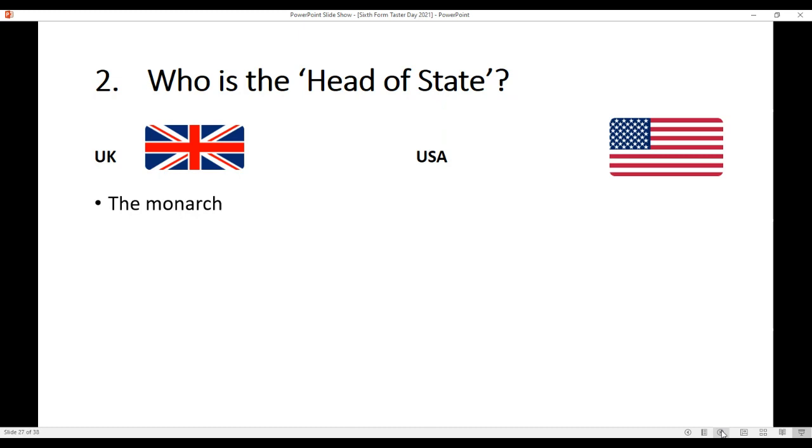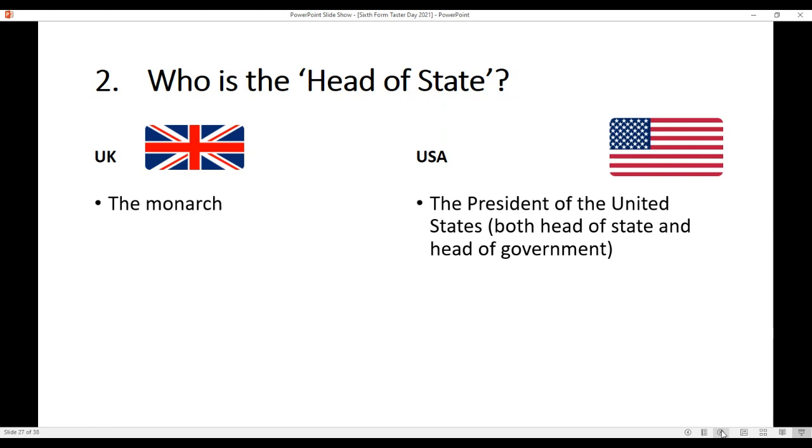In the United States of America, the head of state is the president, the presidency. And there's a clue about a future question there. The president really fulfills more than one constitutional role here. Head of state is one of them. Next question.